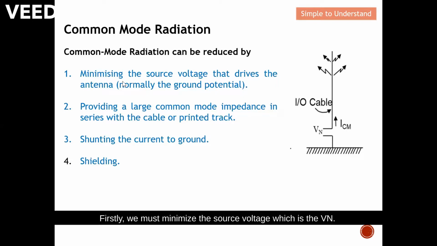Okay, firstly, we must minimize the source voltage, okay, which is the VN. We need to minimize this as much as possible. Next, we can provide a large common mode impedance in series with the cable or printed track. Imagine if we can have a very large resistance in series with this cable here, then the current will be less willing to flow through this path, and because of this, the common mode radiation can be minimized. Okay, shunting the current to ground. So if you put a ground here, this will minimize the common mode radiation.